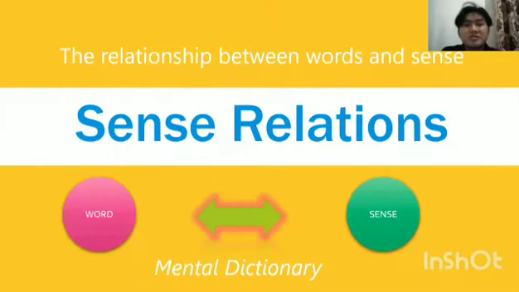So the first material that I will explain is sense relation. Sense relation is the relationship between words and sense. Sense relation is how we connect a word and a sense by our mental dictionary.